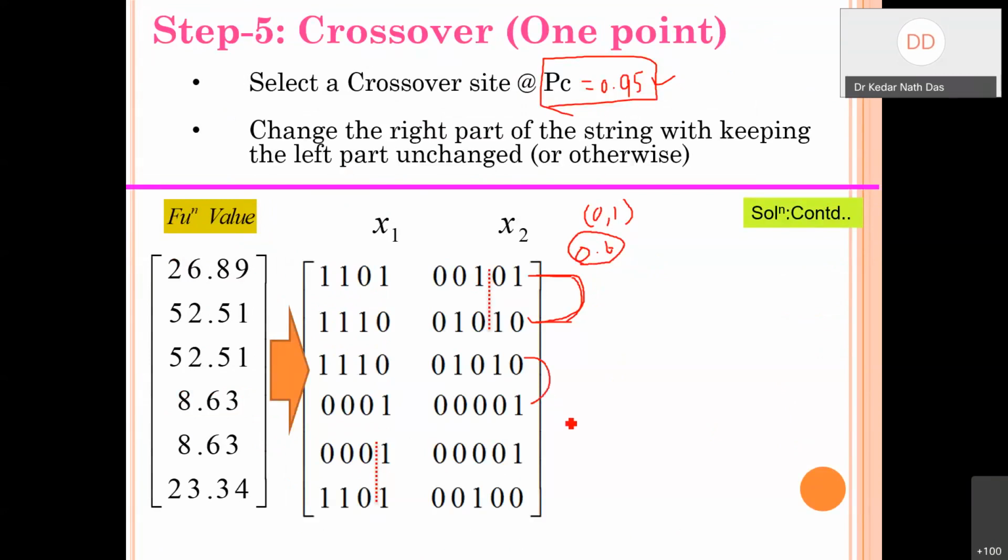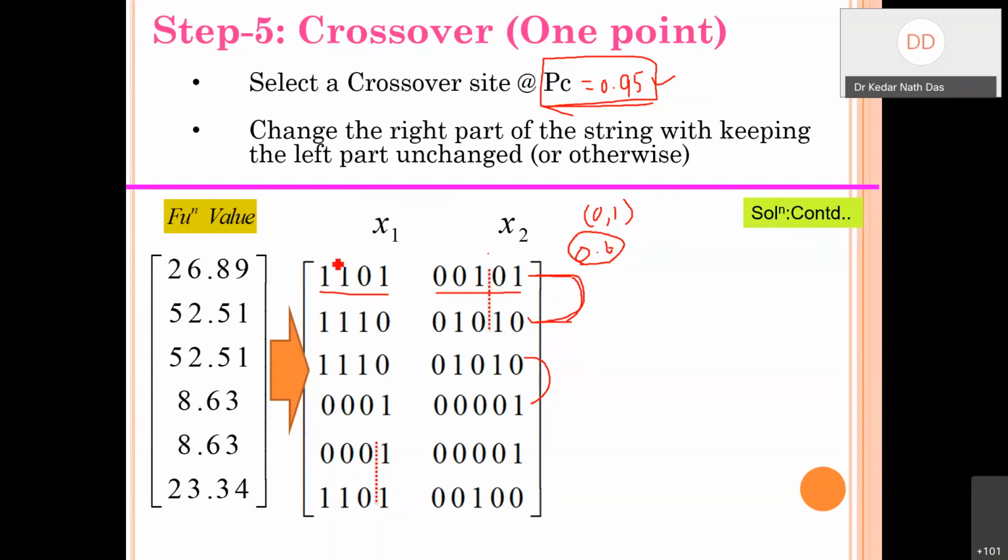That is the process. So in the crossover, if we get a value, let us say 0.6, which is less than the prefixed value, that is PC, 0.95, then we consider that yes, these two will go for crossover. For this pair, we are applying the crossover, which means we have to find a crossover site. So how to find this crossover site? There are 4 bits here and 5 bits here, so the total is 9.